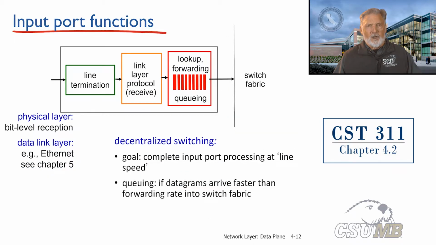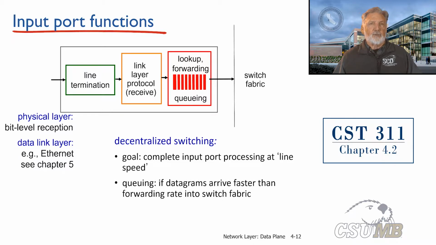The goal of any router is to complete processing of incoming packets at the rate at which they are received, which is termed the line speed. If the packets arrive faster than the forwarding rate, the packets must be queued for processing or they will be discarded.